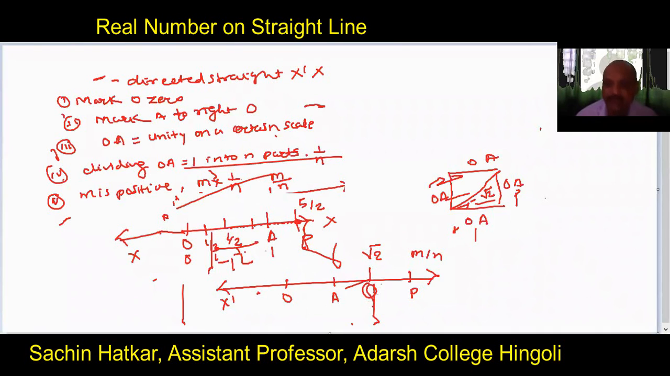We have seen that root 2 is not a rational number, but there is a point for this number q, root 2, on a straight line. That means there are some points on this straight line which are not rational numbers, like this root 2. We have proved that root 2 is not a rational number.